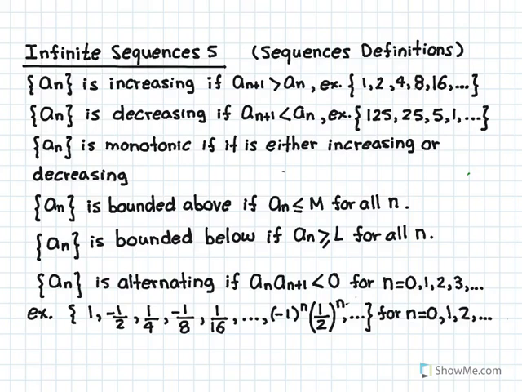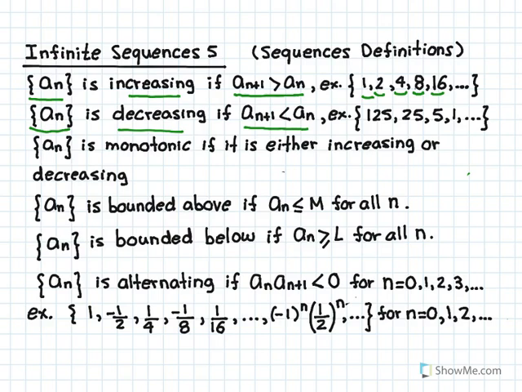In this video, we're going to look at some properties of sequences. We say the sequence an is increasing if an plus 1 is larger than an. That means every successive term is larger than the previous term. So you can see 2 is bigger than 1, 4 is bigger than 2, 8 is bigger than 4, 16 is bigger than 8.